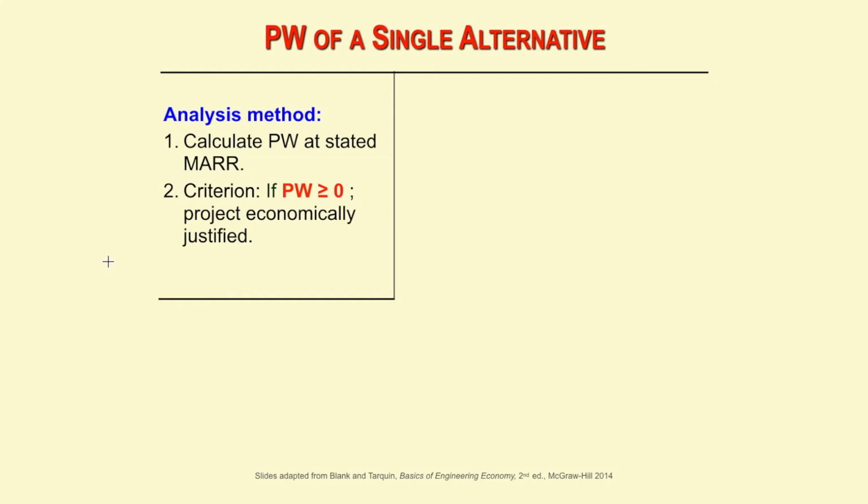Now let's look at the steps to apply present worth analysis on a single alternative. The first step is to calculate the present worth value of that alternative at a stated MARR. In the second step, if the present worth value of the alternative is bigger than 0, then the alternative is economically justified. Conversely, if the present worth value is less than 0, then the alternative is not economically justified.